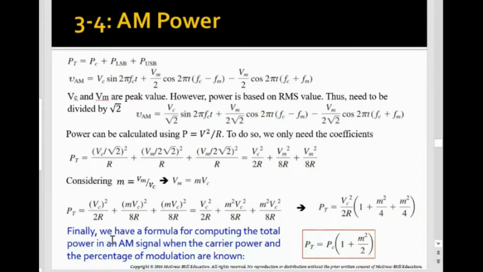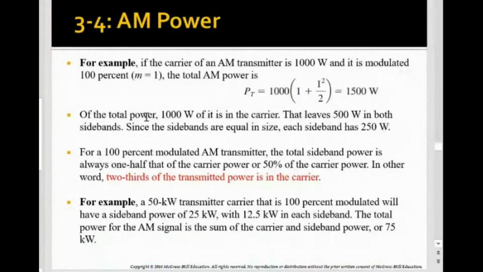So finally, we have a formula for computing the total power in an AM signal when the carrier power and the percentage of modulation are known. Let's look at a few examples. If the carrier of an AM transmitter is 1000 watts and it is modulated 100%, meaning M equals 1, the total AM power is 1000 times 1 plus modulation index squared divided by 2. So 1 squared is 1, over 2 is half, plus 1 is 1.5, times 1000 is 1500 watts.